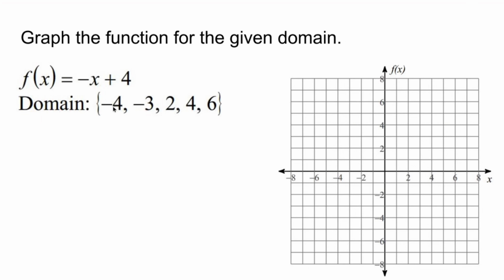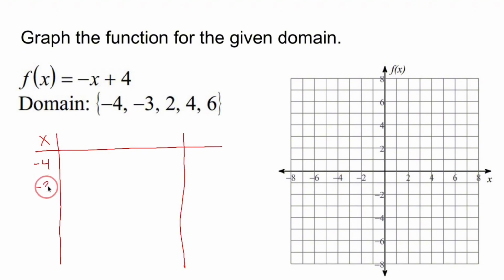Graph the function for the given domain if f of x equals negative x plus 4, and you have a domain of negative 4, negative 3, regular 2, regular 4, and regular 6. So we are going to make a table. And I'm going to have it be a three-part table. Okay. Part number one, I have my domain, which is my x values. So let me quick write those out. Negative 4, negative 3, 2, 4, and 6.